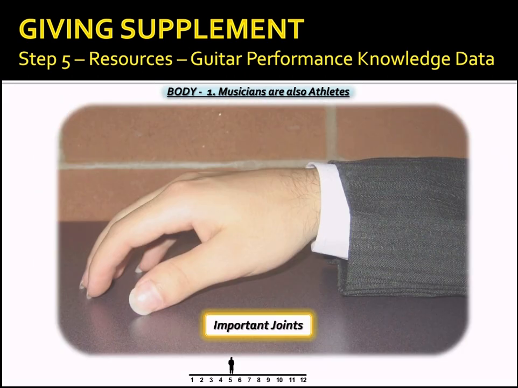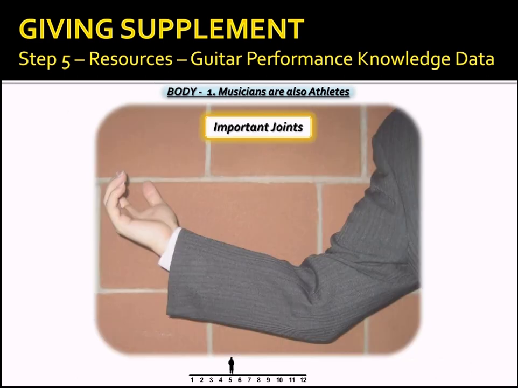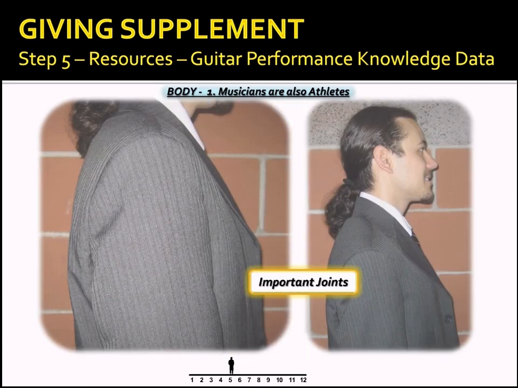Here are the most important joints for a guitarist. Middle joints, knuckle joints, and wrist joints. Elbow joints. Shoulder joints and neck joints.